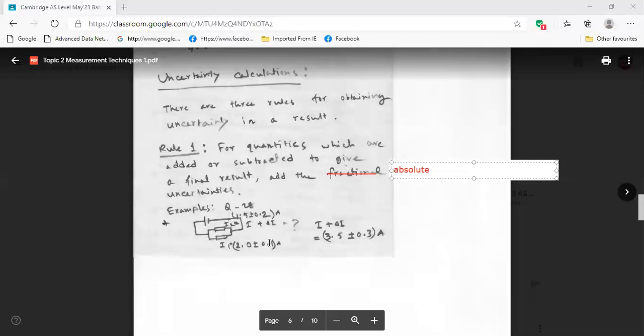Is it clear? Yes, sir. Our total current is I1 plus I2, that is I. So we are adding that, this is 3.5, and then we are also adding the absolute uncertainty, that is del I. Del I is 0.2 plus 0.1, that is 0.3. So please write it, Navid, quickly. Yes, sir, I'm writing it. Quick, fast, with the circuit diagram also.